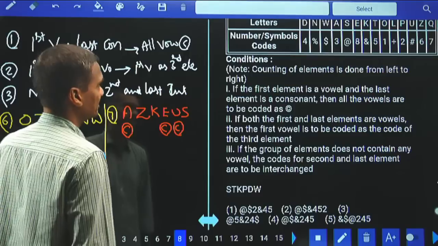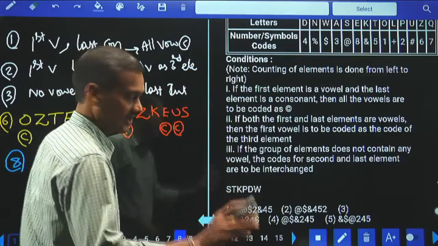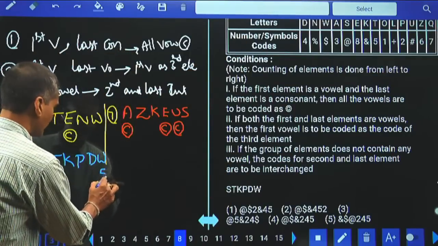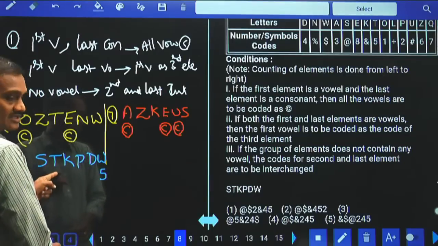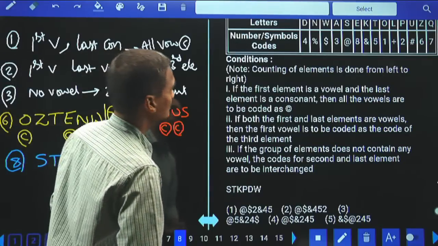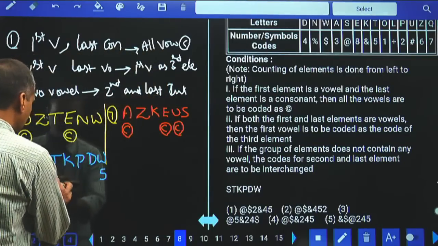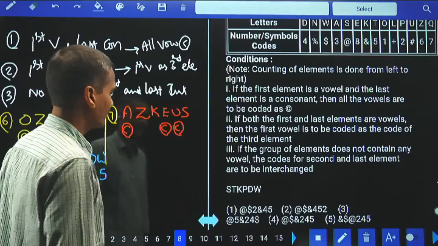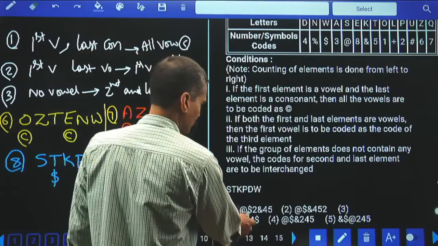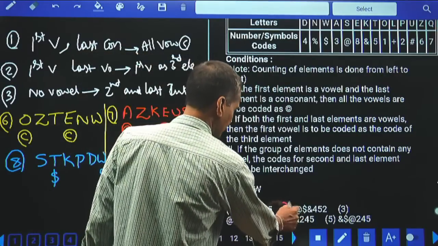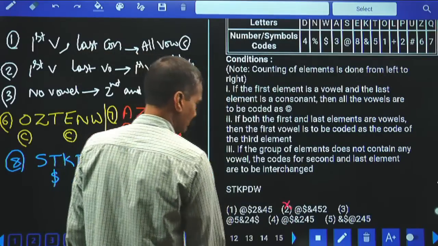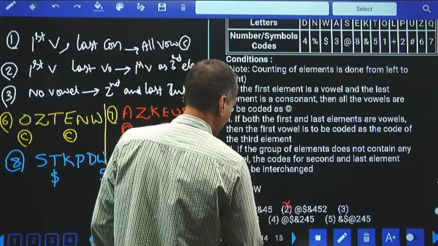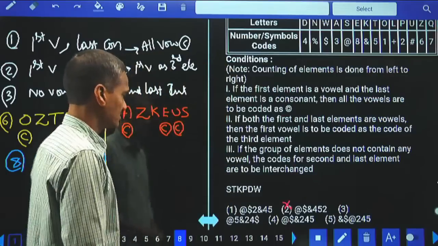What is the second element? T. What is the code to this T? 5. Hence the code of this T should be written as the last letter, that is 5, and W's code should be written as T's code. What is the code to this W? $. Hence W must be T's code. Second element is $, last element is 5. Choice 1 is valid, choice 2 is invalid, choice 3 is invalid, 4 and 5 invalid. Then what is your answer here? Definitely choice 1 is the answer, isn't it?